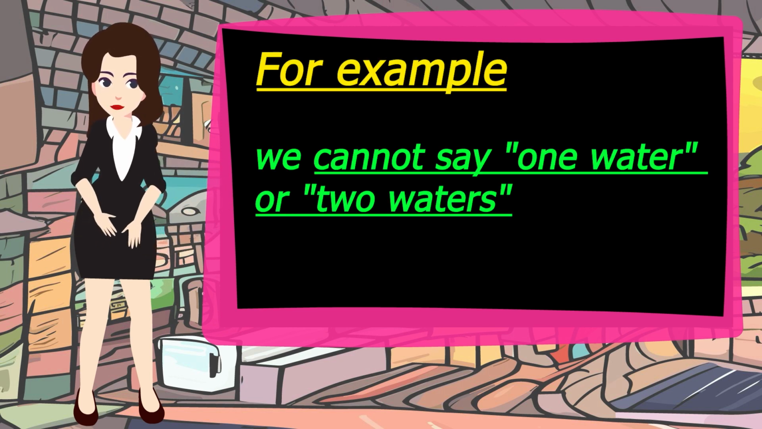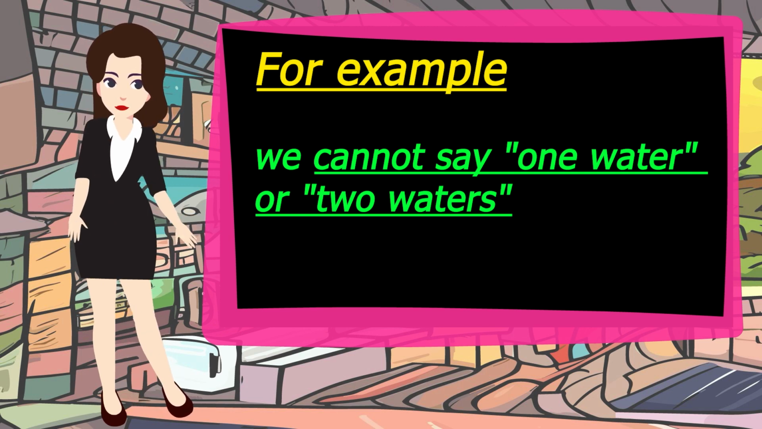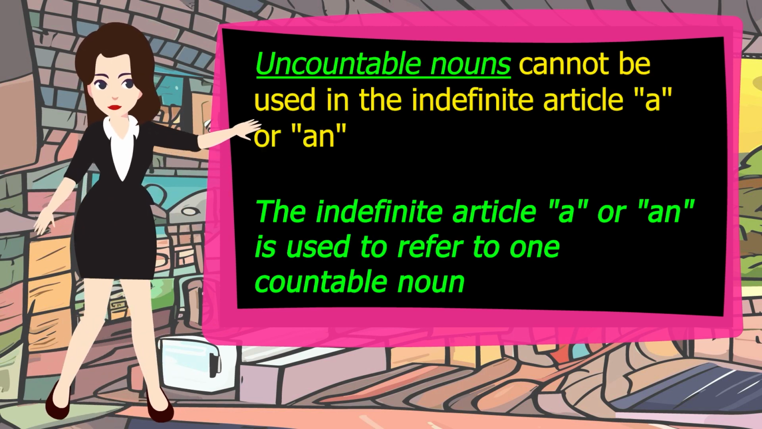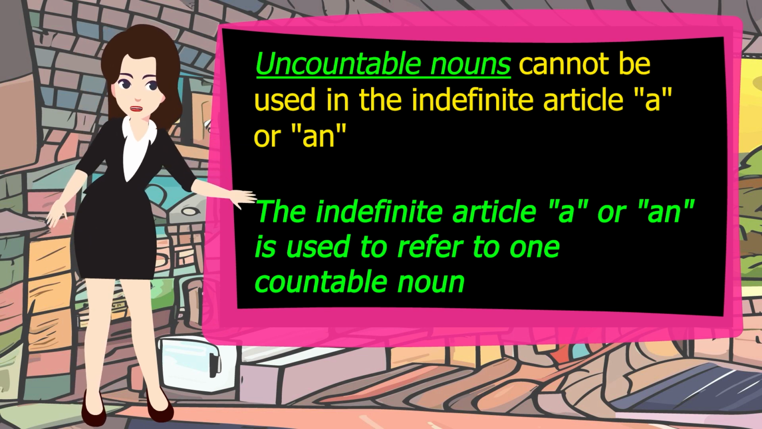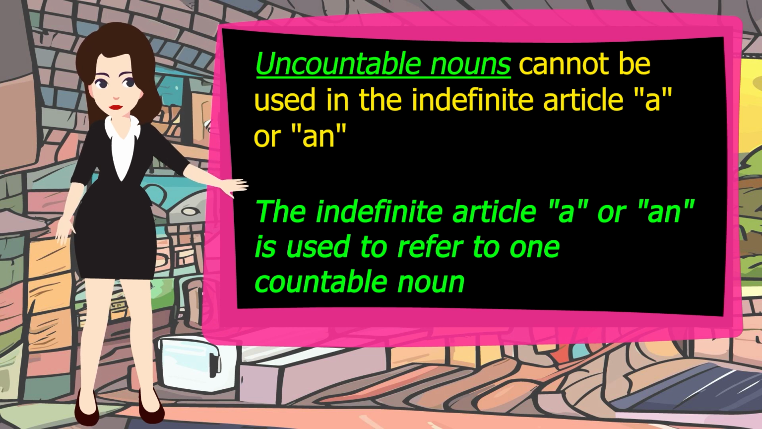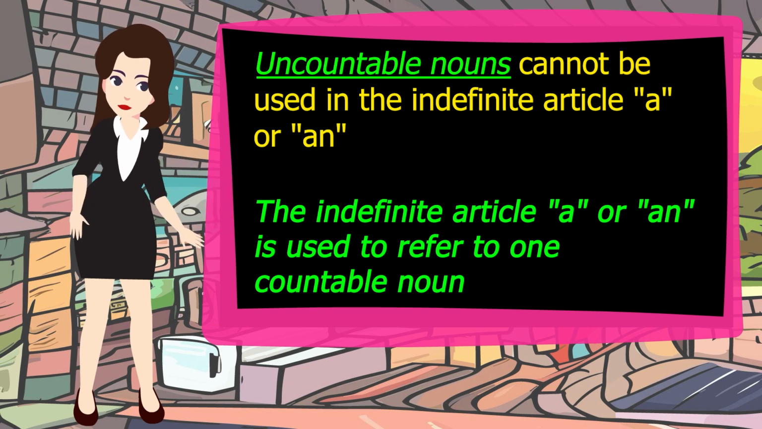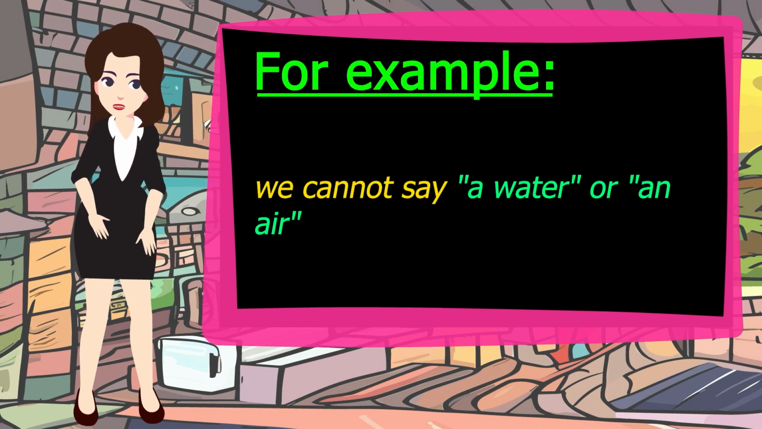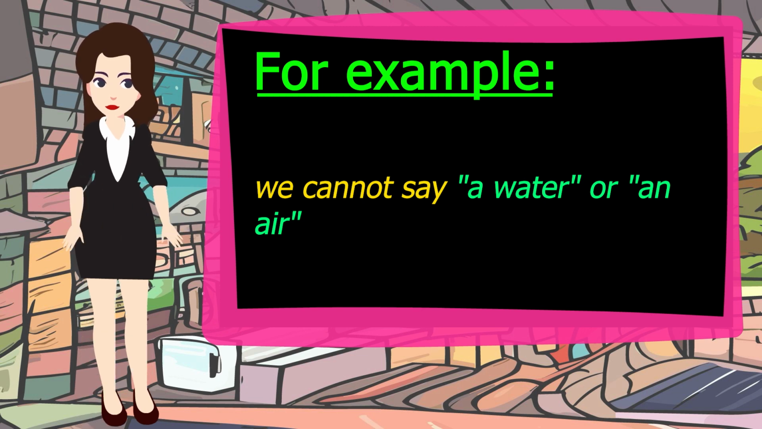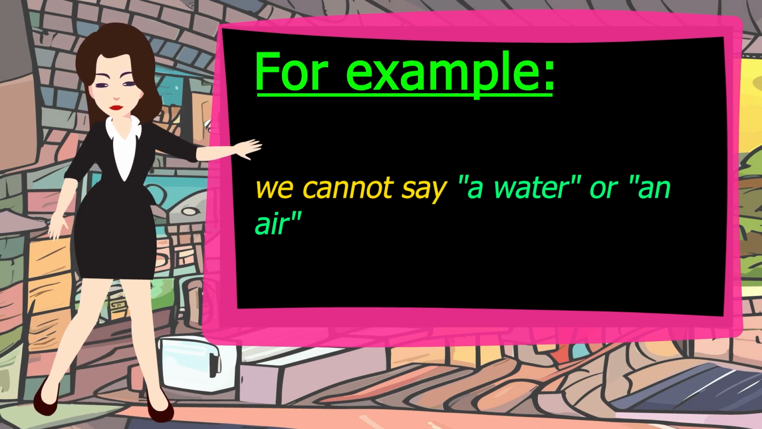For example, we cannot say one water or two waters. Uncountable nouns cannot be used with the indefinite article a or an. The indefinite article a or an is used to refer to one countable noun. For example, we cannot say a water or an air.